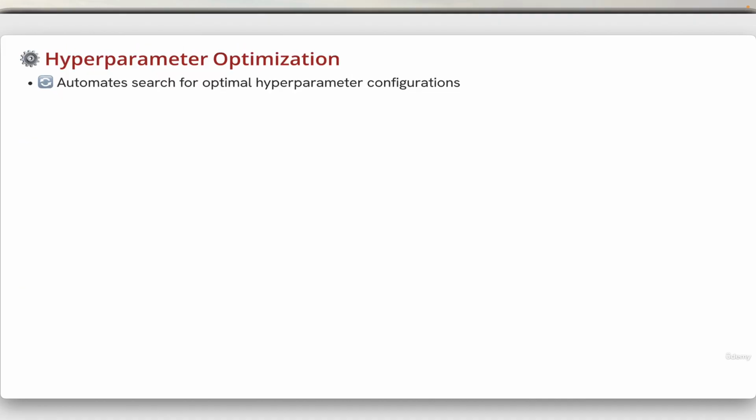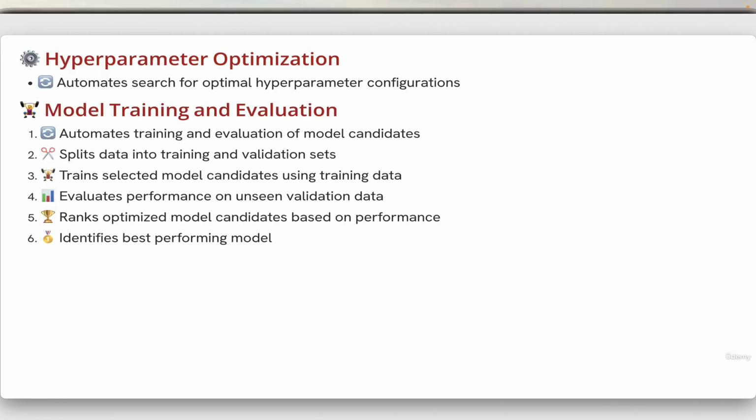Then it can do hyperparameter optimization. It automates the search for optimal hyperparameter configurations. And finally, model training and evaluation. So it can automate training and evaluation of model candidates. It can split data into training and validation sets. It trains selected model candidates using the training data. It evaluates performance on unseen validation data. It ranks optimized model candidates based on performance. And finally, it identifies the best performing model.